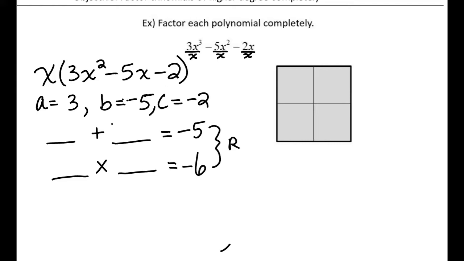Do you guys all know how to get those two? No? Some of you say no? So remember, the first one, they have to add up to b, and then they have to multiply to a times c. So the b value is -5, and then a times c, that's 3 times -2. That's how we get our -6, okay?